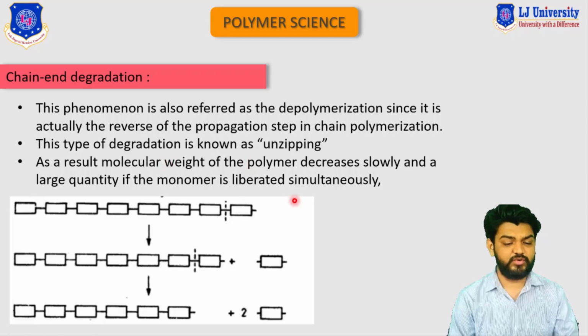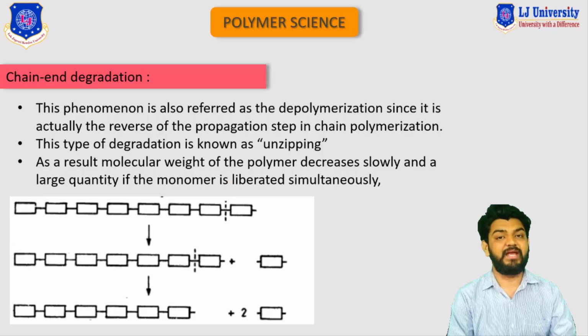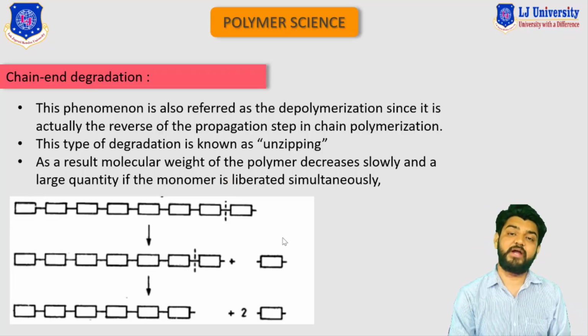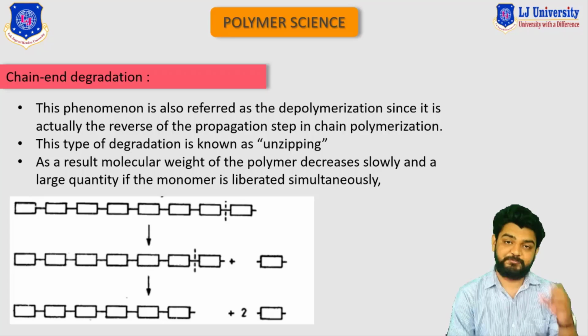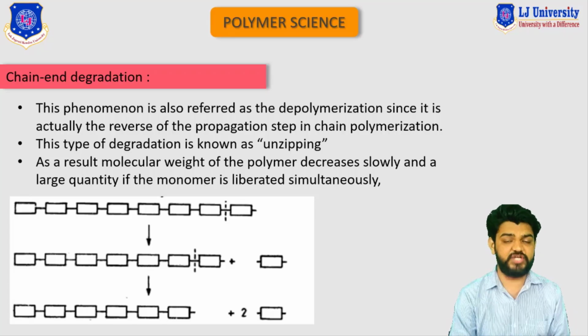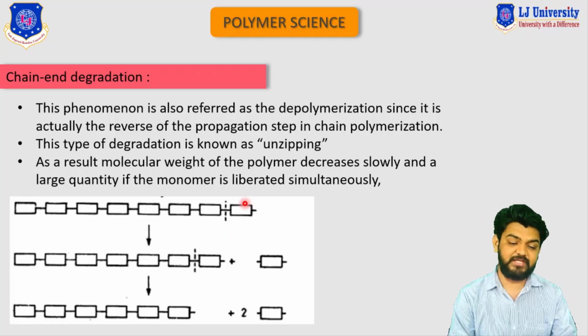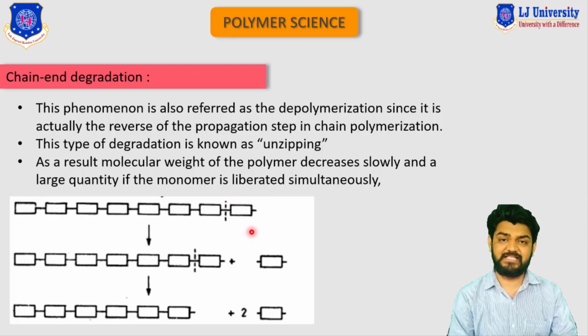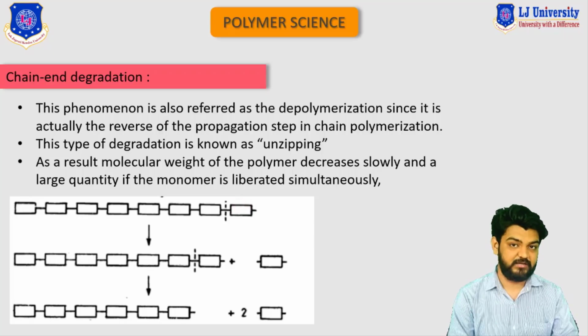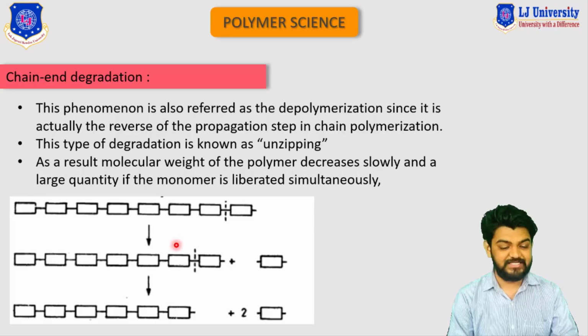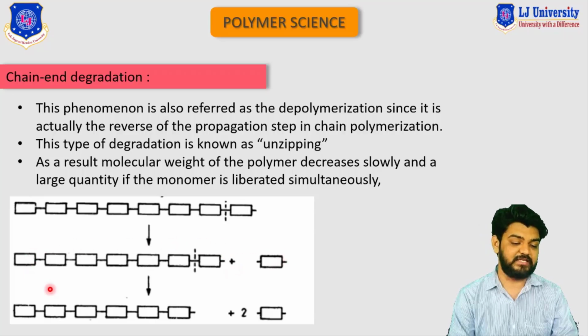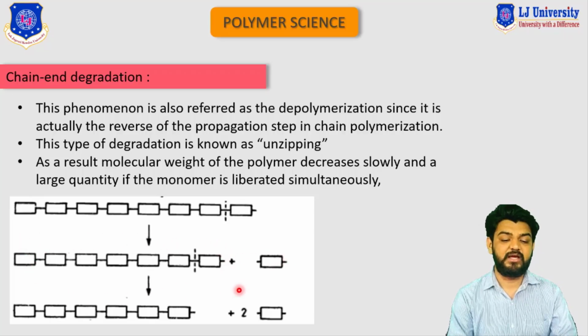With this image, you can clearly see that this is the long chain of the polymer. When this polymer undergoes the degradation process, specifically chain end degradation, it will degrade from the end. Here you can see that this particular monomer is now being liberated because of this chain end degradation process. So you can see that the resultant product is like this: this is your long chain, and now one monomer has been liberated.